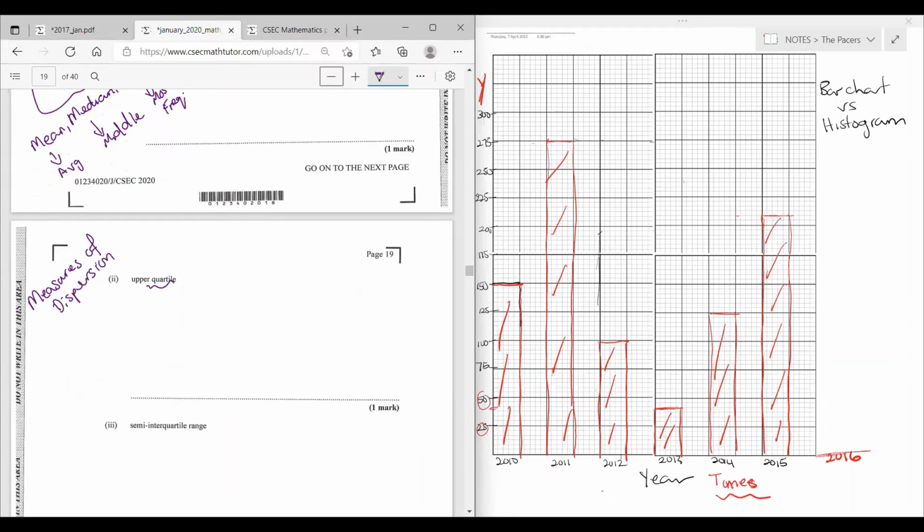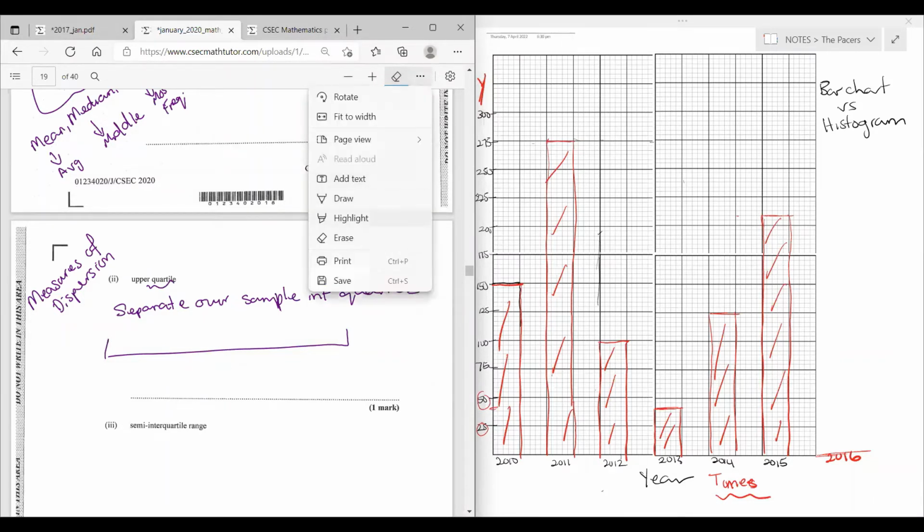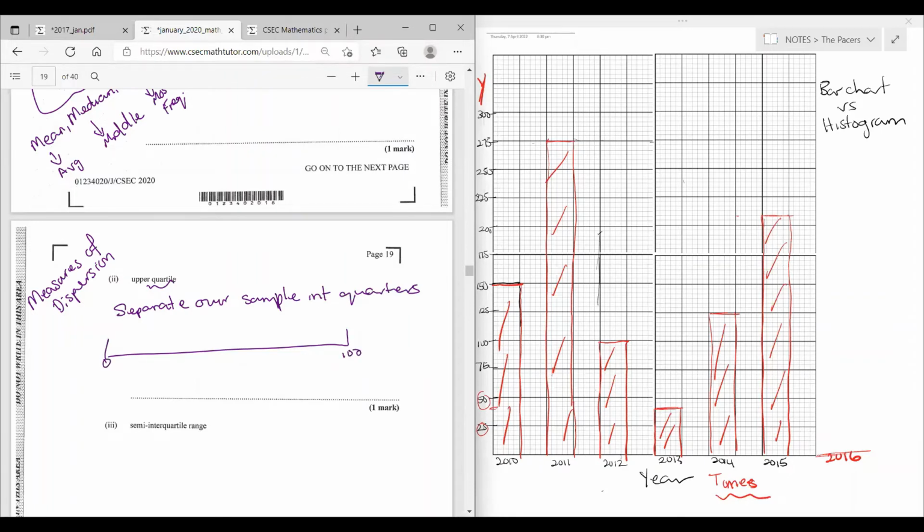And what we do is we separate our sample into quarters. So we have our stuff here. And if we separate it into quarters, it's going to be from 0 to 100, right? The first thing you have to do is find the middle, which is your Q2, which is your median. Once you split your stuff in 2, you can split it in 4, right? So your Q2 is your median, right? Now, when you split the first half into 2, you have your Q1, which is your lower quartile. When you split the second into 2, you have your Q3, which is your upper quartile.